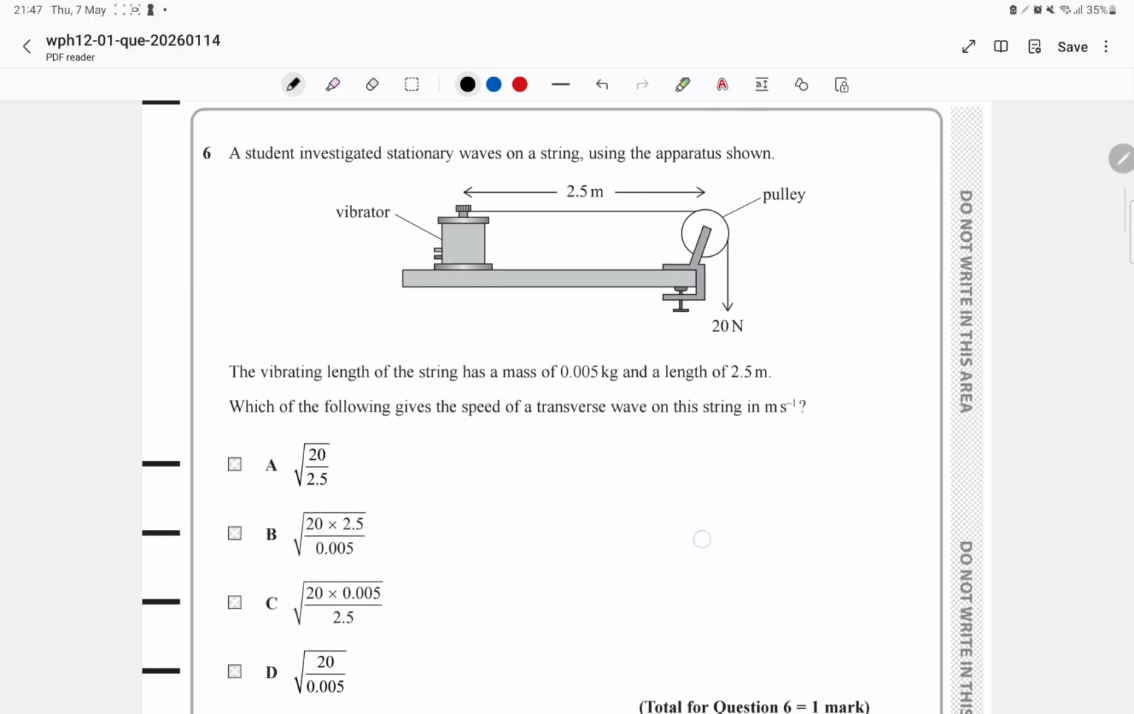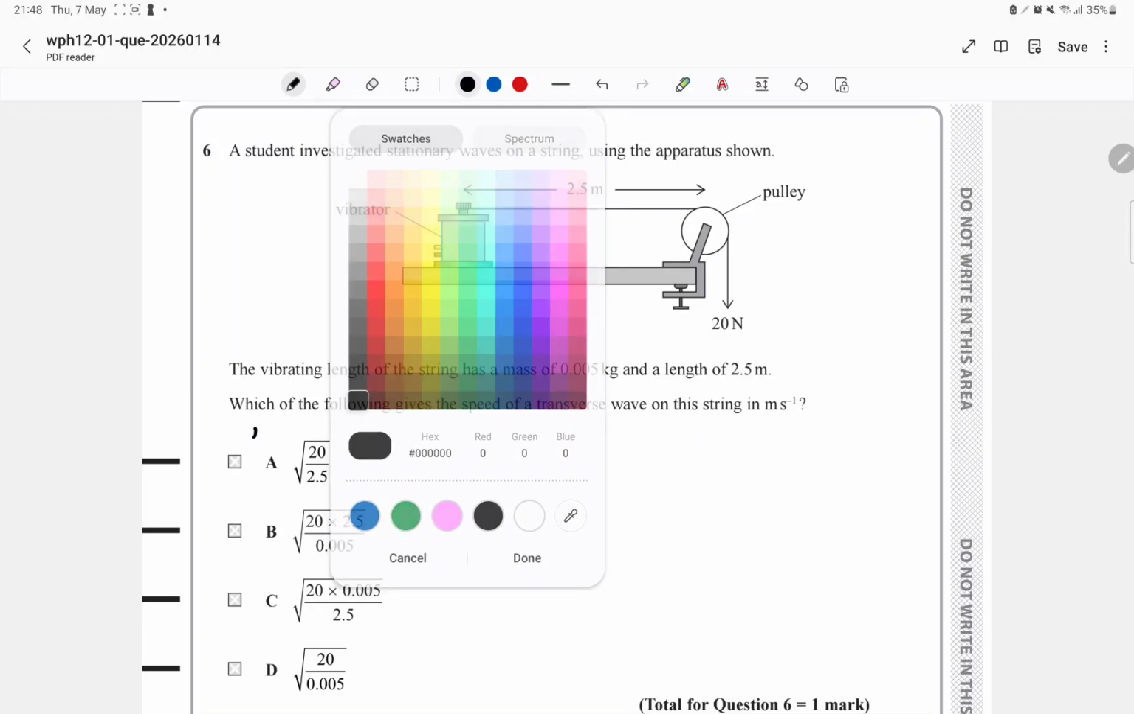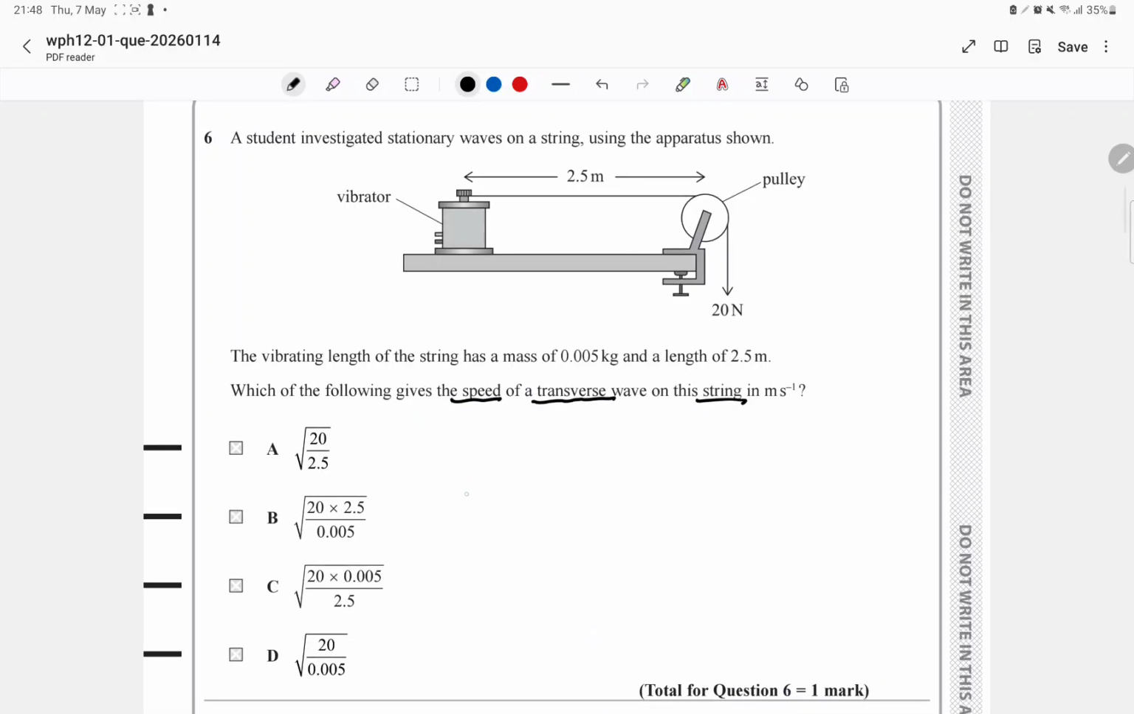A student investigated stationary waves on a string using the apparatus shown. The vibrating length of the string has a mass of 0.005 kilograms and a length of 2.5 meters. Which of the following gives the speed of a transverse wave on a string? Every time you see speed of a transverse wave on a string, there's only one equation you could ever use, and that is the speed of a transverse wave on a string is the square root of the tension over the mass per unit length. Now, the tension is actually 20 newtons. Fun fact, if there is no actual tension pulling the string, then the tension just becomes the weight of the string.